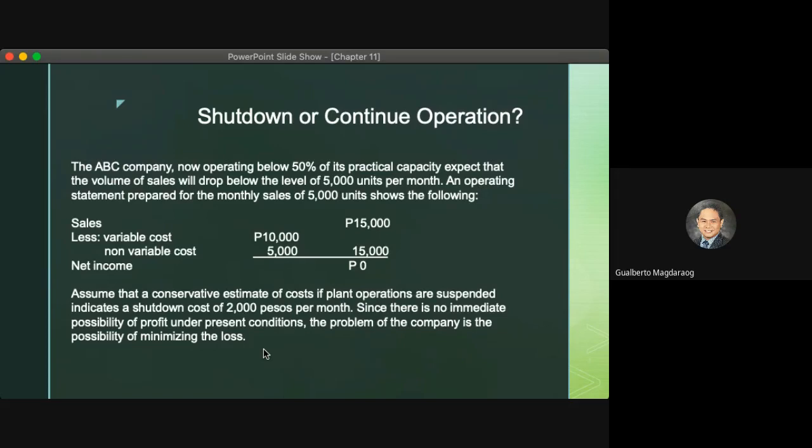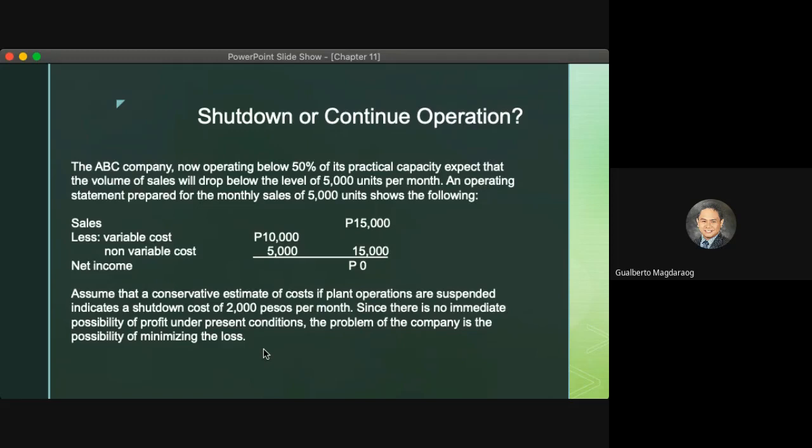The ABC company now operating below 50% of its practical capacity and expect that the volume of sales will drop below the level of 5,000 units per month. Medyo bumababa siya, tapos 5,000 units pababa na yung expected sales volume. An operating statement prepared for the monthly sales of 5,000 units shows the following. At 5,000 units, break even na tayo. Sales is 15, less variable cost of 10, non-variable cost is 5. So break even na tayo sa 5,000 units.